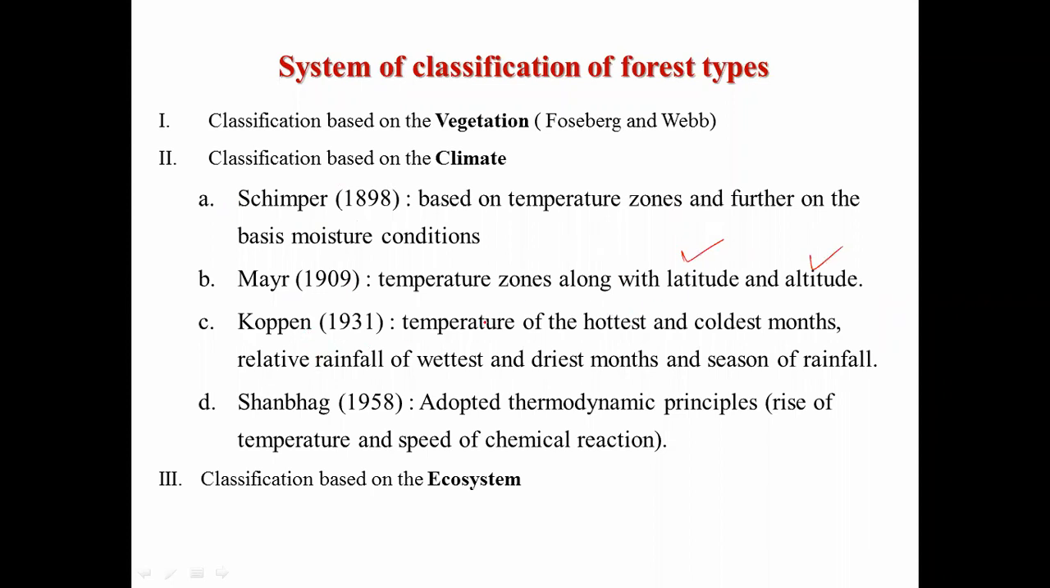And Koppen took the temperature of the hottest month as well as the coldest month as the basis for classification. He also took the relative rainfall of the wettest month as well as the driest month, and the season of the rainfall. He took various climate parameters to classify the forest. Another scientist, Thornthwaite, took the thermodynamic principle, the variation of temperature and all those things, as a basis. These all come under climate as a base for classification.